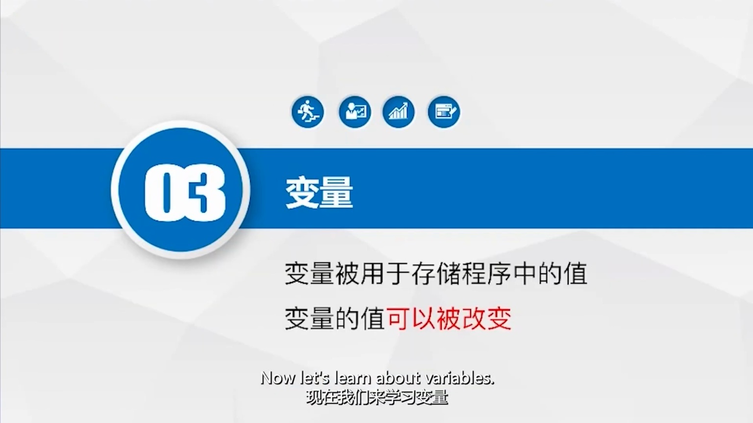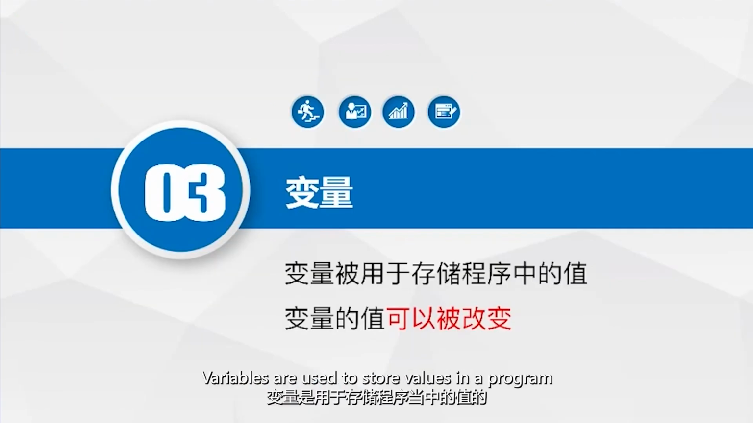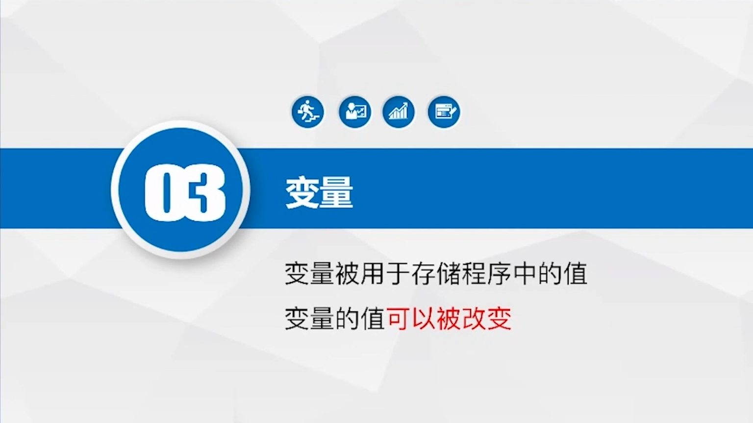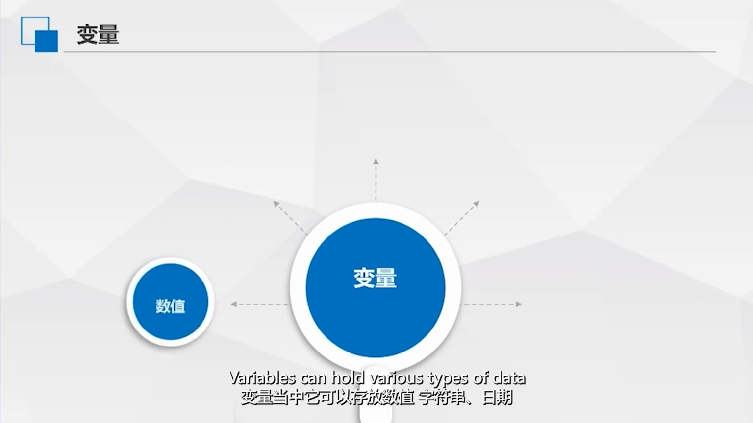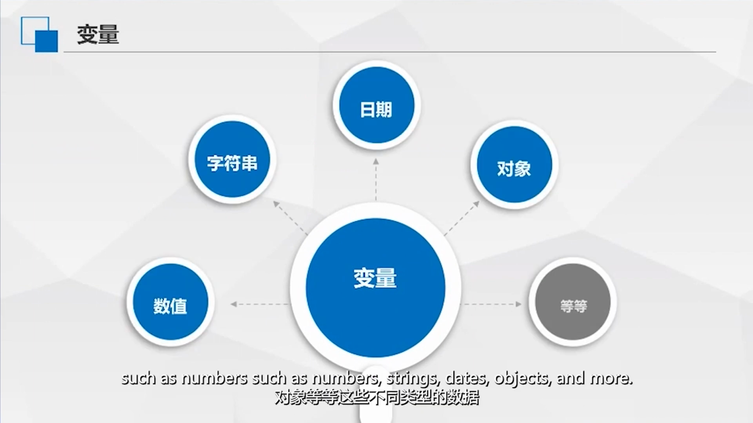Now, let's learn about variables. Variables are used to store values in a program, and the values of variables can be changed. Variables can hold various types of data, such as numbers, strings, dates, objects, and more.